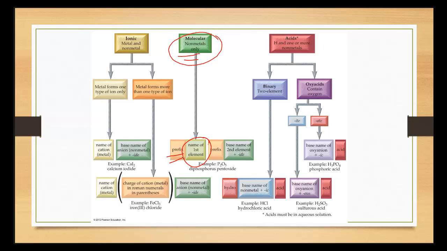And then the second one is the base of the element, the first syllable, followed by ide. So instead of chlorine, it's then chloride. Instead of fluorine, it's fluoride. And you have the prefix in front of that as well for the number there are. And then you do use mono. Mono's for the second element. It's not for the first element.